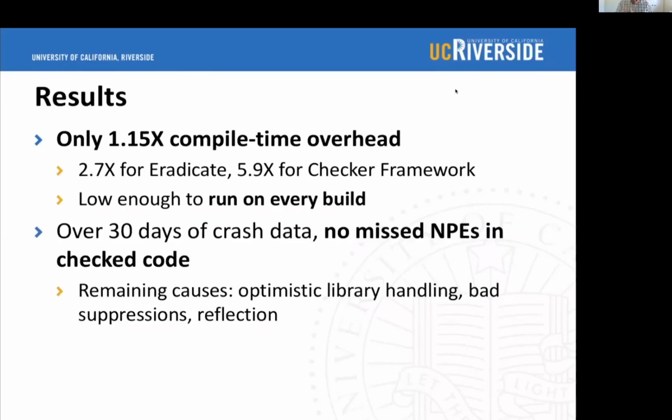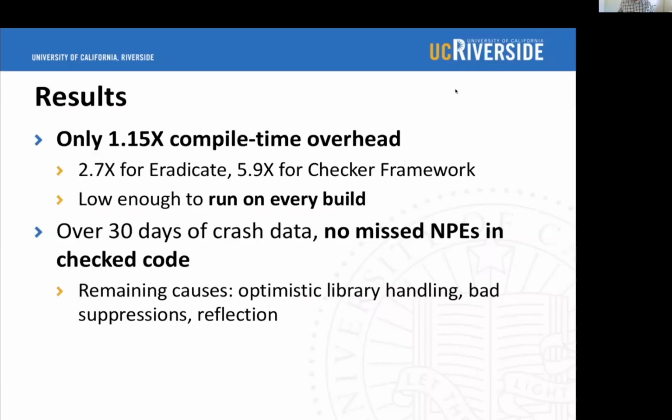And what we did was we looked at 30 days of crash data across all of Uber's Android apps and looked at all the null pointer exceptions and tried to figure out what was the root cause here? Why did NullAway not catch this? And what we found was that we had achieved our goal.